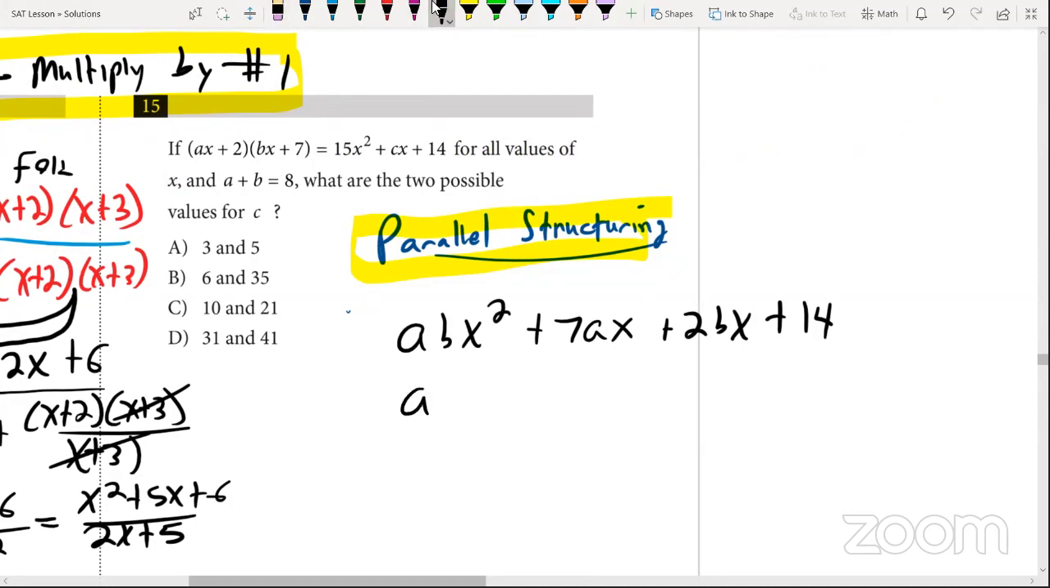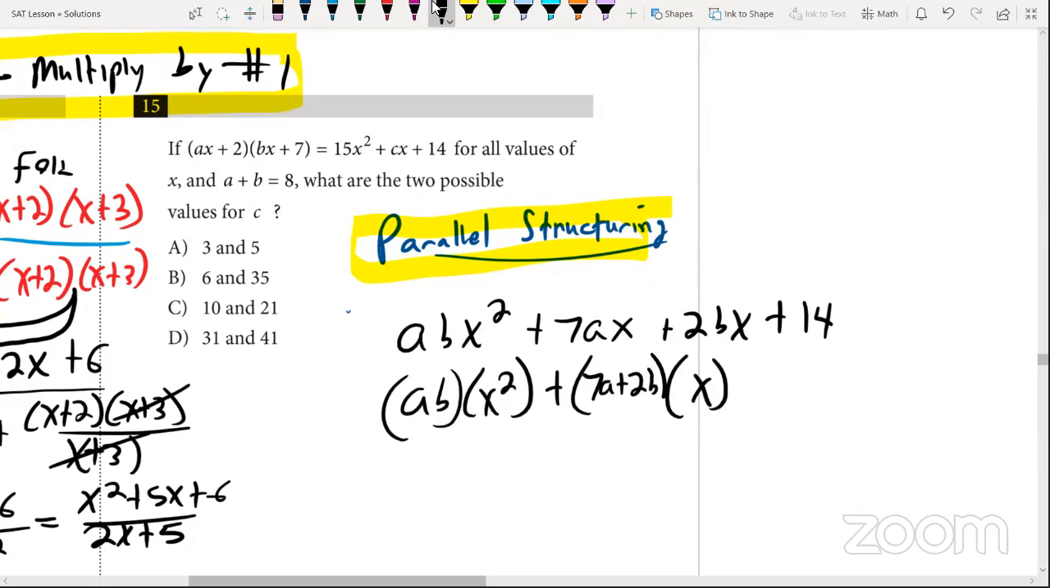So for instance, we have ab times x squared. So I just put parentheses there. But I'm also going to factor out x. And in front of the x, we have 7a plus 2b. So what is it we're doing right there? We're saying that for these two terms, the common factor is x. And if we divide them both by x, then it leaves us with 7a plus 2b, and that is allowed.